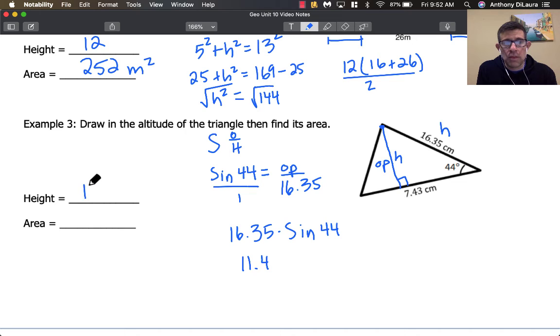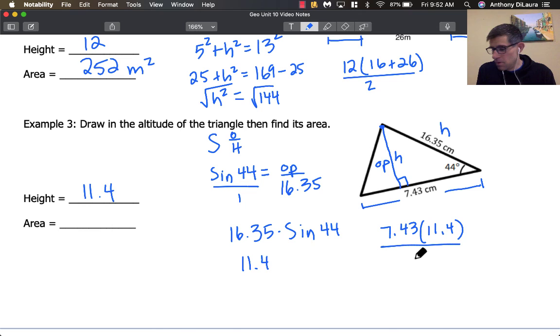Okay, so once we get that height, now we're going to calculate our area. Our area here is base times height. Now our base, remember, is this entire side that the altitude is perpendicular to. So we're going to take our 7.43 and multiply it by our 11.4, and then we've got to divide that by 2.